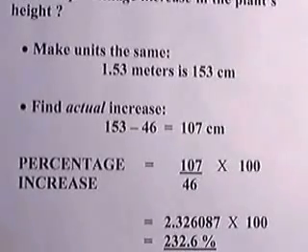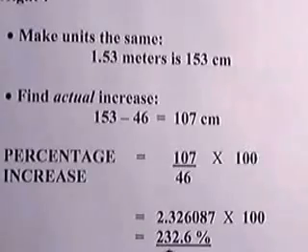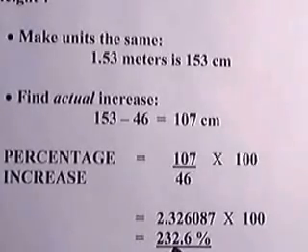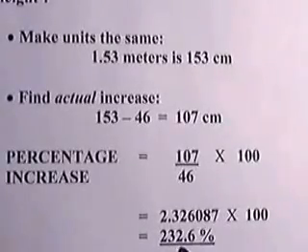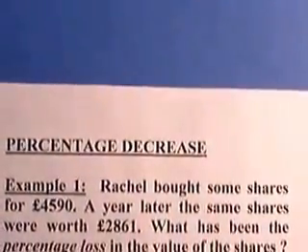232.6%. I've given this example to show you that percentages are not always things below 100, that you can have percentages which have gone above 100. In other words, this plant has increased its height by 232%. That's its percentage increase. Okay, let's look now at percentage decrease, and give you some examples of this.